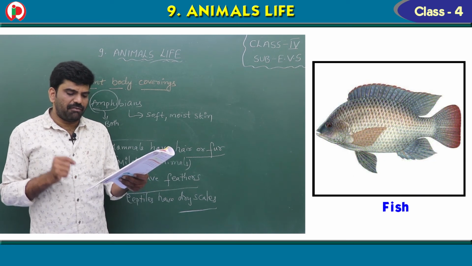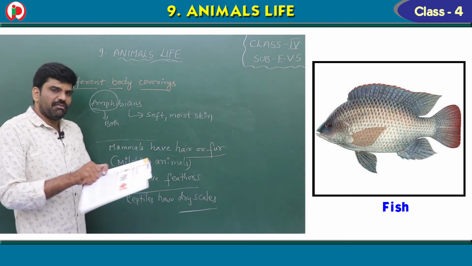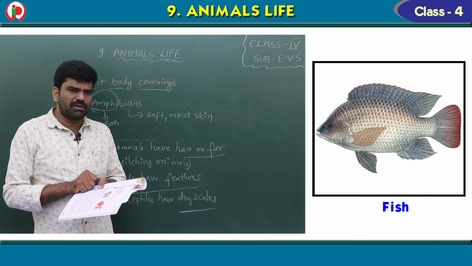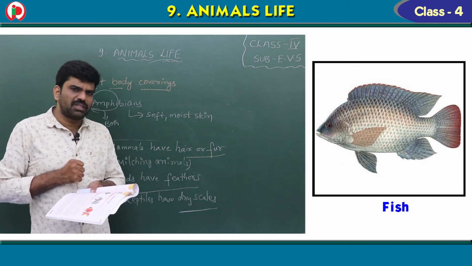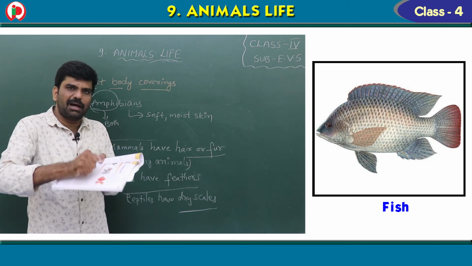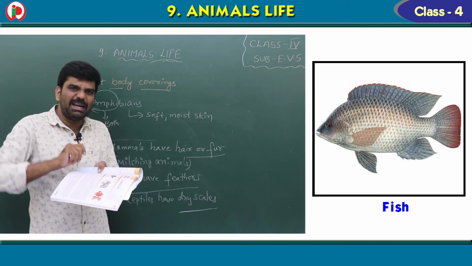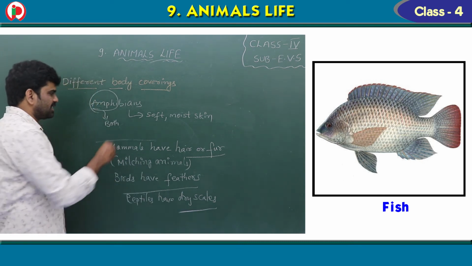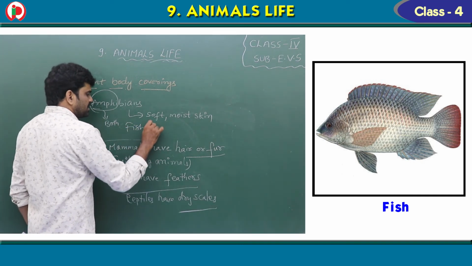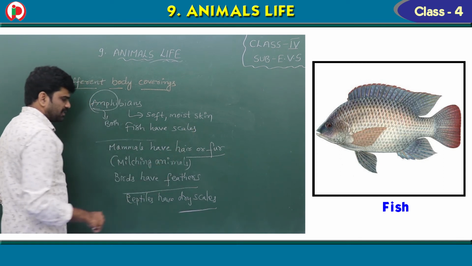Fish have wet, slimy scales. See children, when your mother cooks food or you go to the fish market, before cutting the fish, they rub it with a scrubber. If you observe, the skin will be peeled off. Those are called scales. Fish have scales. See, these are the body coverings.